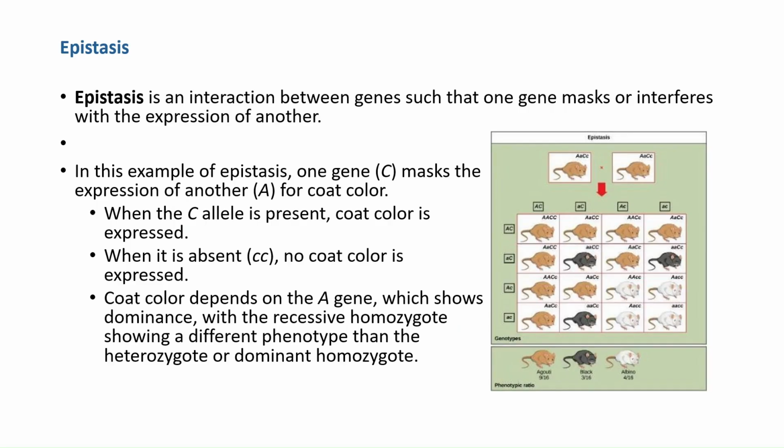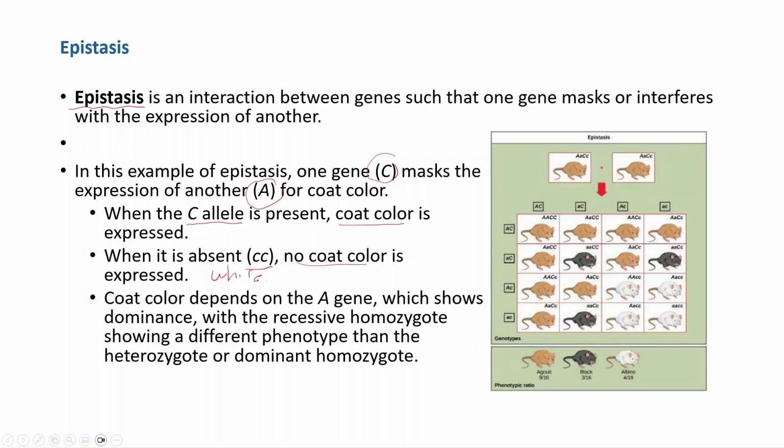The last term they're going to learn is epistasis. That means interaction between genes so that one gene masks or interferes with the expression of another gene. That seems kind of complicated. But look at mice. They have 2 genes. You have the gene C and the gene A. C is going to mask A because when the big C is present, you do have a coat color. Basically, if you have little c, there is no coat color. You have a white mouse. Okay, let me just put in here white.